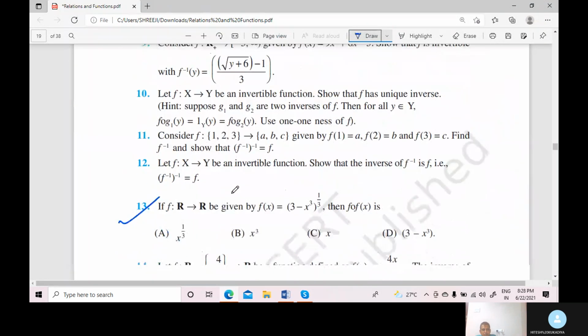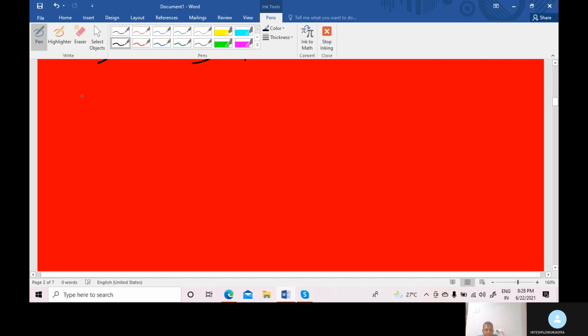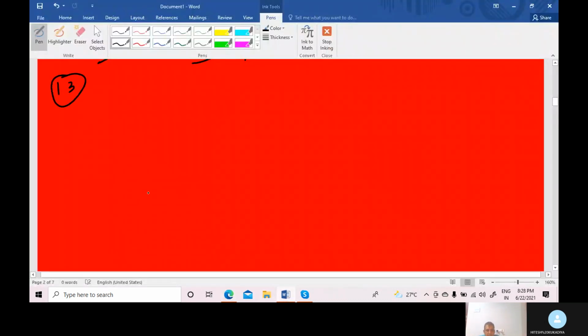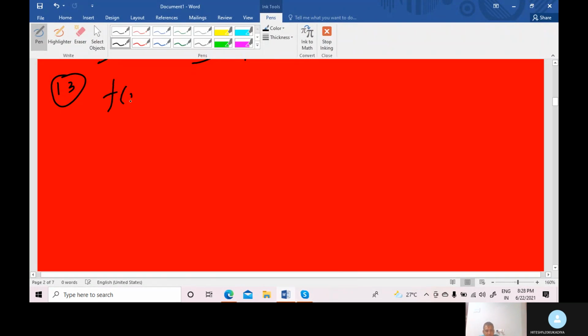Now the next question, composite function. Question number 13. Look here: the function f from R to R is given by f(x) equal to (3 minus x cube) raised to 1/3. And we find again f o f(x). Okay, just we solve here. Which question? 13. Okay. Question number 13. So f(x) equal to (3 minus x cube) raised to 1/3, and our final question f o f(x) is question mark. Now calculate f o f(x).